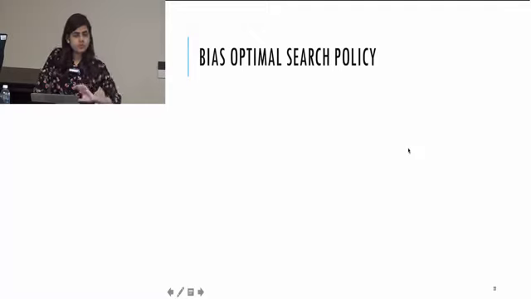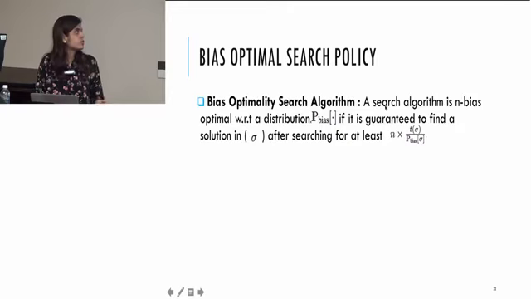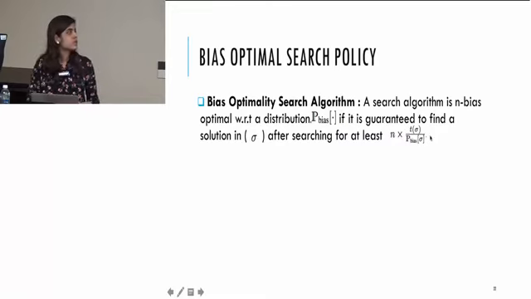In order to look for such a program, they come up with a policy which is based on a bias-optimal search algorithm. Our search algorithm is n-bias optimal with respect to any distribution, p-bias, if it is guaranteed to find a solution in sigma, where sigma represents your program space of all possible combinations, after searching for at least n times t(sigma) over p-bias(sigma). T(sigma) here is the time it takes to look in the program space and tell you if it has a solution for the trace set or not.